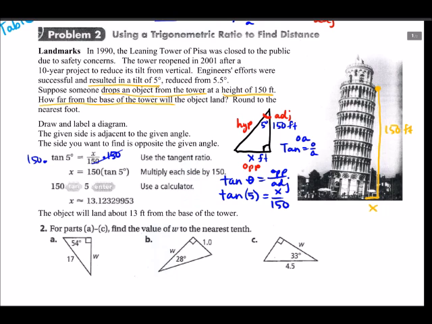Tangent of 5 degrees is just a number. So in our calculator, you type 150, and then you hit the tangent button, and then you hit the 5 button, and then you hit the enter button, and your calculator spits out a number. So the object will land about 13 feet from the base of the tower. That's pretty good. Now, go take a look at your trig table.